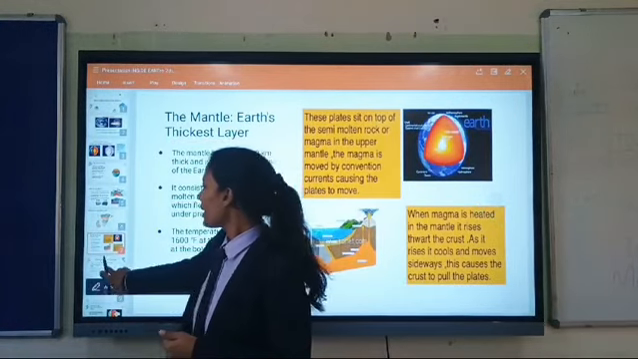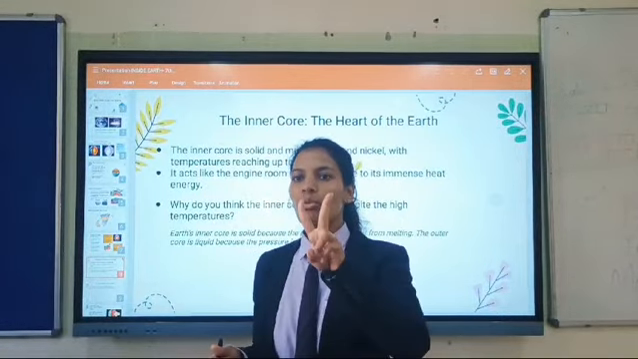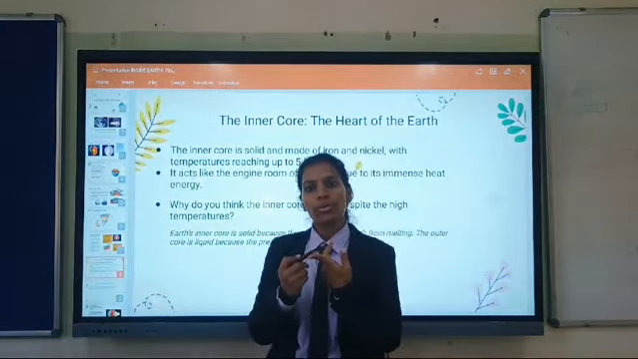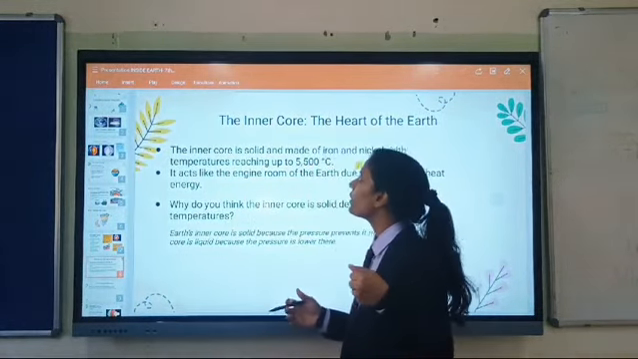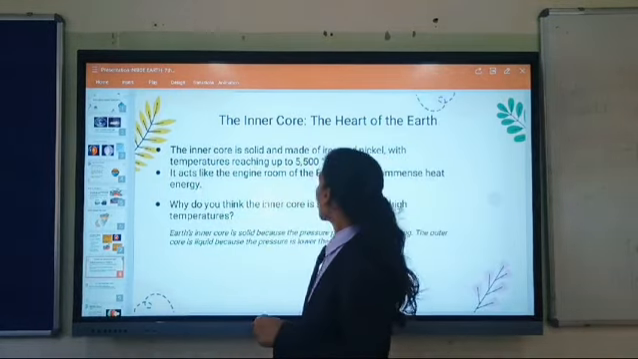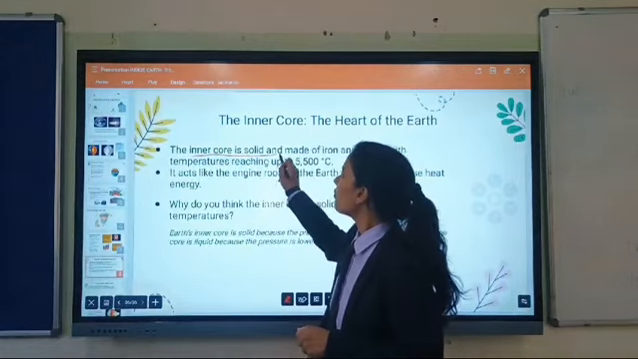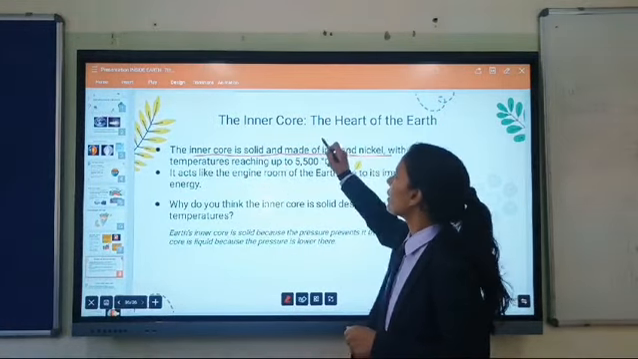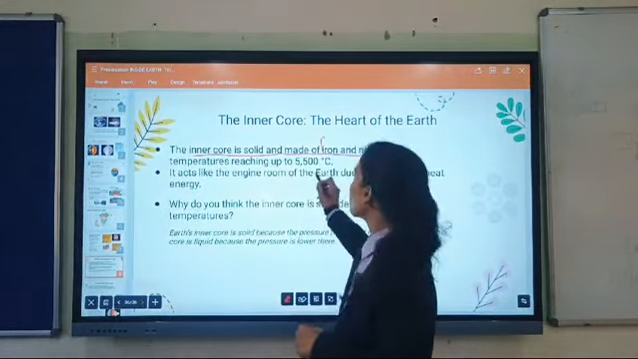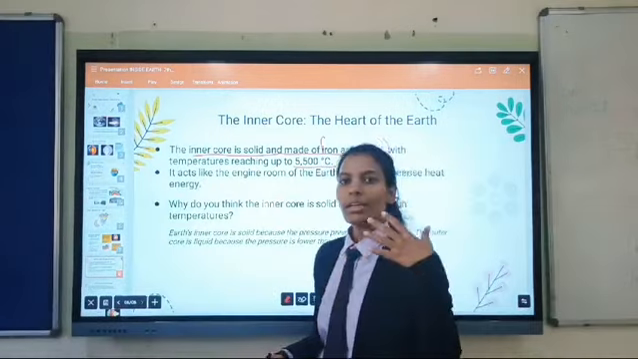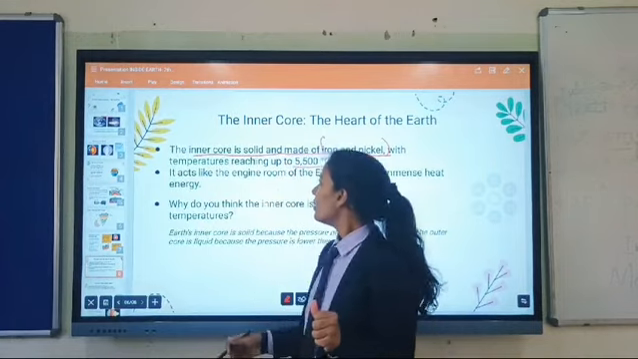After that, we are going to study the core of the earth. The core is divided into two: the inner core and the outer core. Outer means the outer part, and inner is the inside part of the core. The inner core is in solid form and is made up of nickel and iron, with the temperature reaching up to 5500 degrees Celsius. So you can imagine the kind of temperature there must be in the inner part of the core, right?